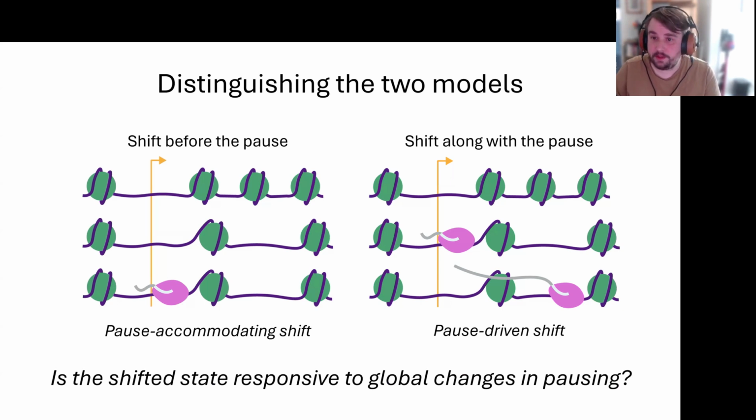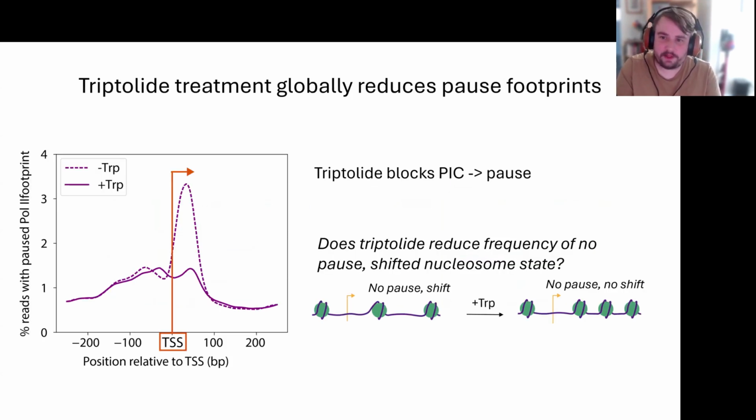So what's the distinction that we can use to test these models? Well, in the first case, this is completely independent of the pause. And in the second case, the shift is going to be dependent on the pause. And so let's just globally change pausing. So we did this by treating with triptolide, which is an inhibitor that blocks the progression from the PIC to the pause. And as you can see here from this meta profile of pause footprints, when you treat with triptolide, you lose this peak of pause footprints that you observe downstream of the TSS.